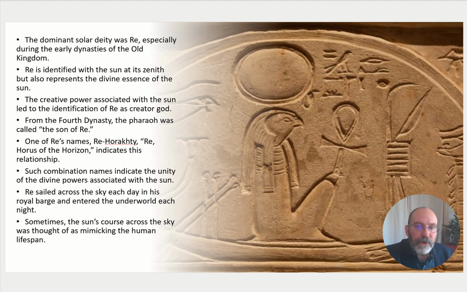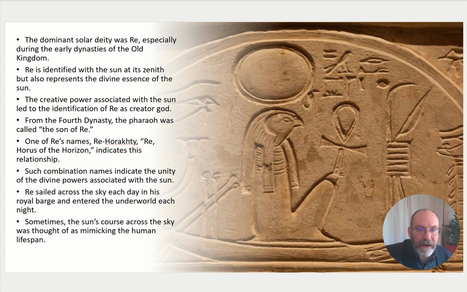So the dominant solar deity was Ra, especially during the early dynasties of the Old Kingdom. Pause, because we just said Atum was one of the dominant. These things change, and that's why eventually they squish the names together. So he's identified with the sun in its zenith this time, but also represents the divine essence of the sun.